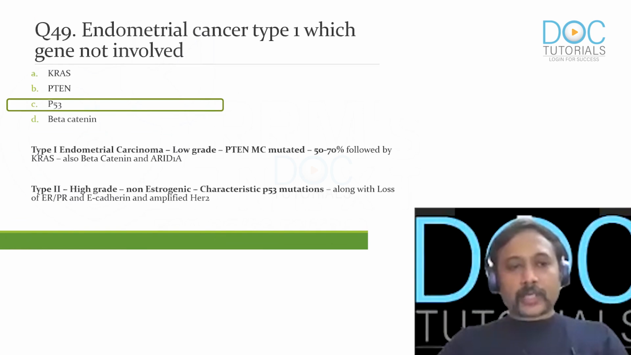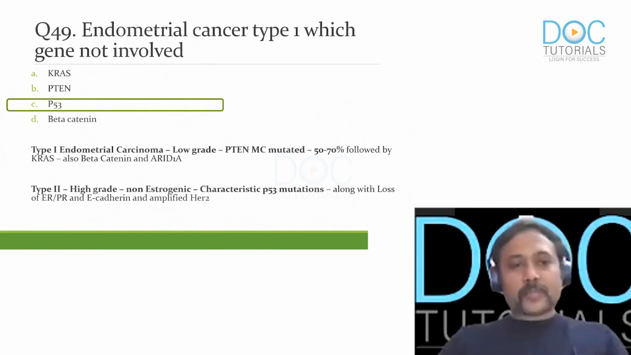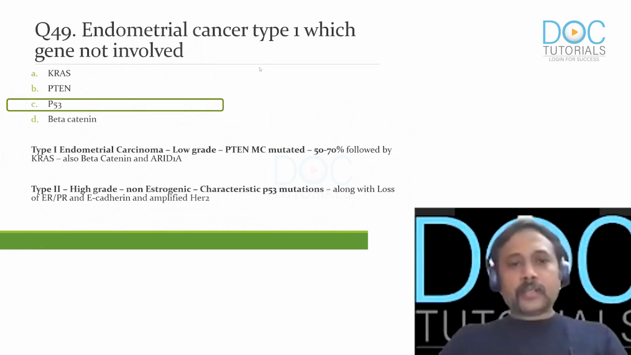Type 1 endometrial carcinoma, classically, is associated with hormonal factors: early menarche, late menopause, OC pills use, low parity, nulliparity. All these are hormonal risk factors. That is usually the low-grade endometrioid carcinoma. Here the most commonly mutated gene is PTEN. PTEN mutation is seen in the classical type 1 endometrioid carcinoma. Other than that, KRAS, beta catenin, ARID1A are other mutations that can be found.